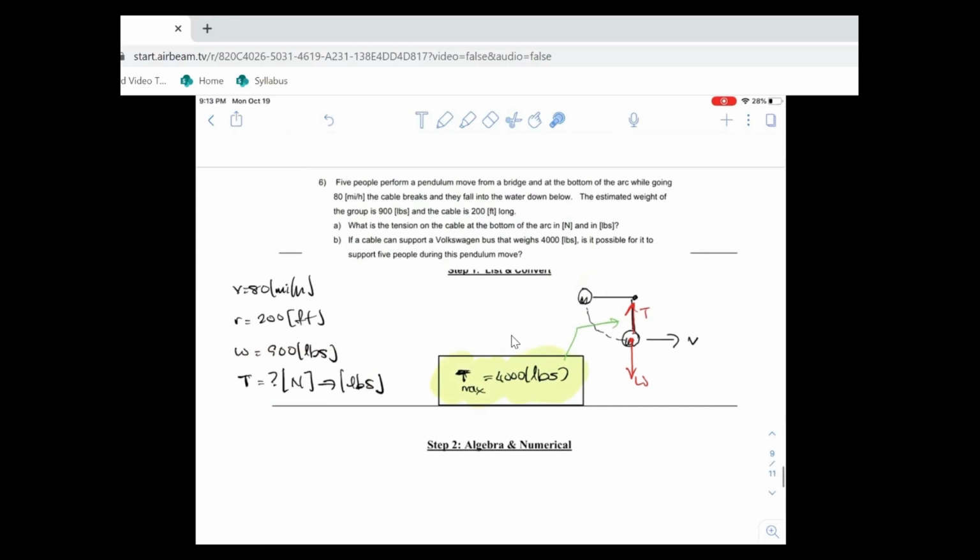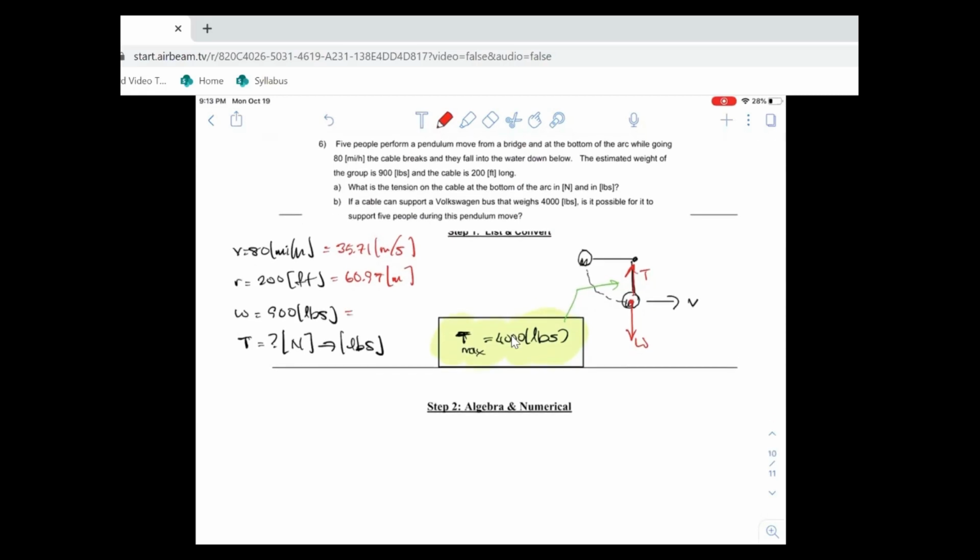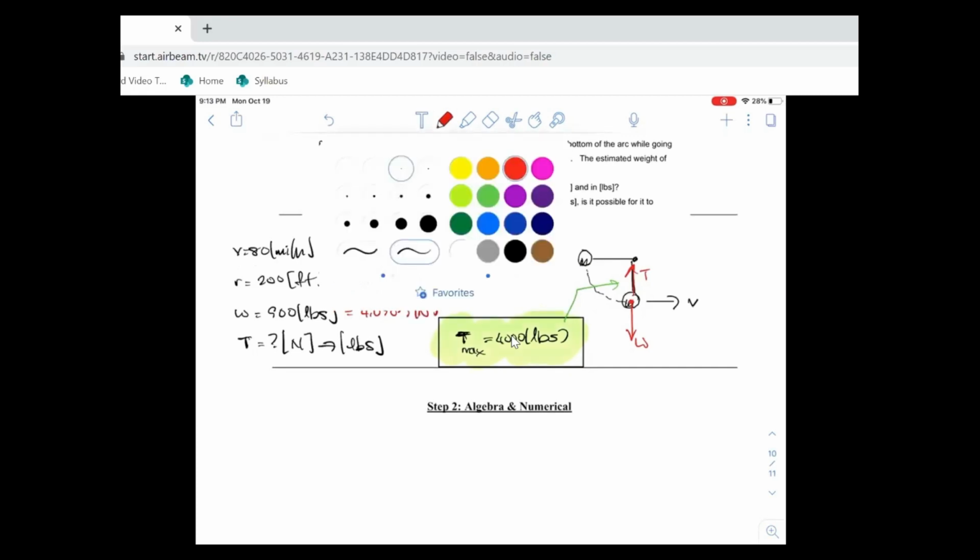All right, I got a bunch of numbers from you guys as I was storytelling. So 80 miles per hour is going to be 35.71 meters per second. So give yourself 5 points for that one, Patricia. Chantel, and those of you guys who got 60.97 meters, give yourselves 5 points for that one. And for 900 pounds, we end up getting 4,090.9.